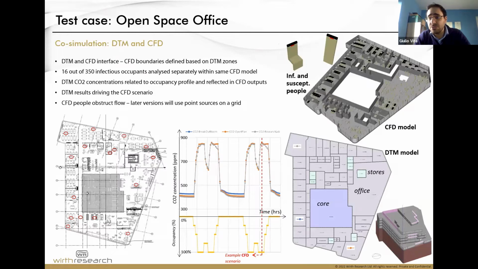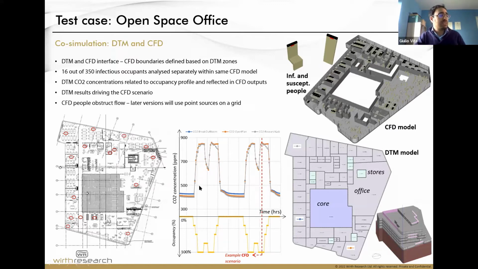It's an office in central London. It's mostly open space. There are 350 occupants in here, and 16 of those are infected, and we are placing infected people not based on some probabilities of a person being infected, but as a way of stress testing our system. So we are placing people in places that, either from the DTM or from what the client told us, we might find it useful to see how airborne infection performs.